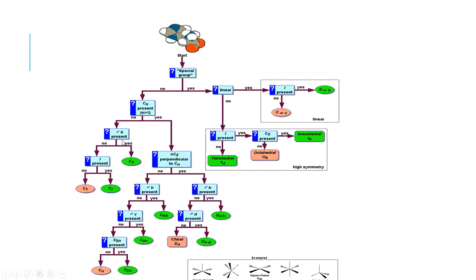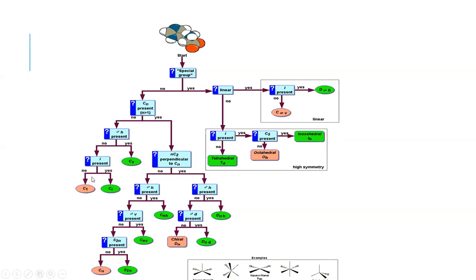And now if it has a plane of symmetry, then your point group is CS. And if it does not have a plane of symmetry, is there at least a center of inversion? If yes, then it is CI. If there is no symmetry element, the least symmetric molecule has the point group C1. This goes with the flow sheet.